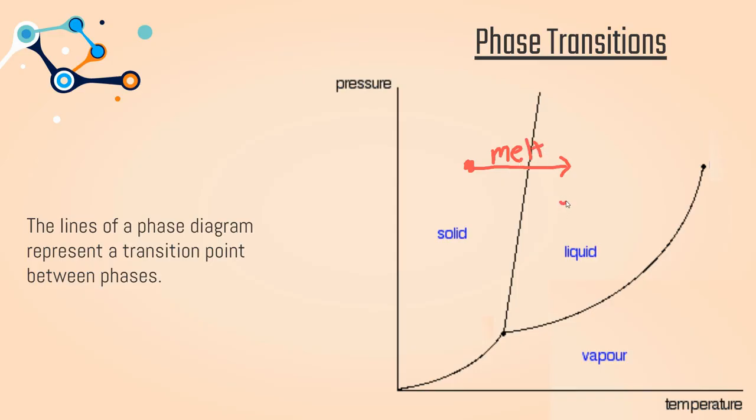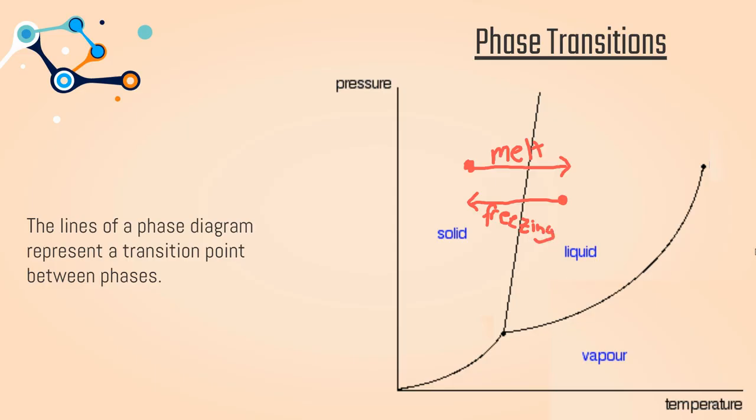Now let's say we started at this temperature and pressure for a liquid, and we did the opposite. We lowered the temperature until we became a solid. This liquid turning into a solid, this would essentially show freezing. So when you cross these lines, direction does matter.